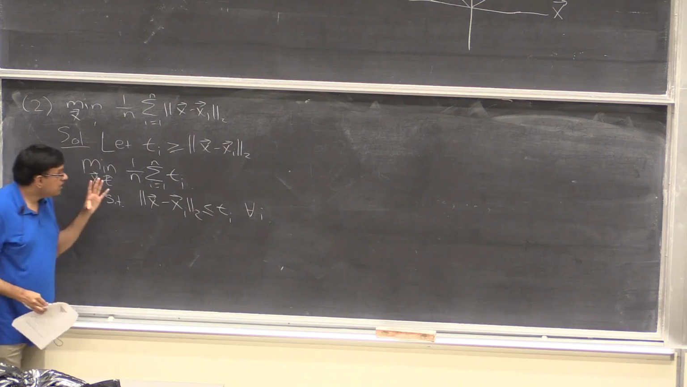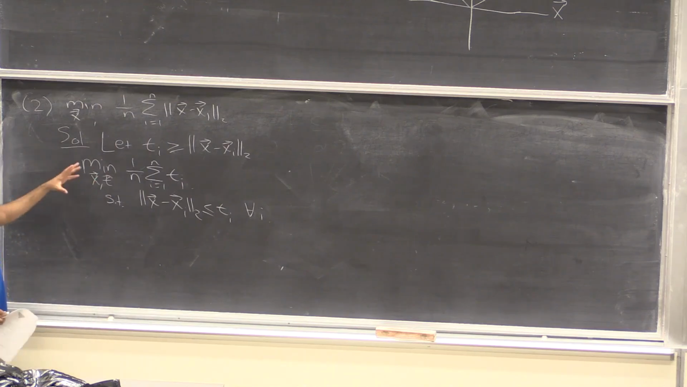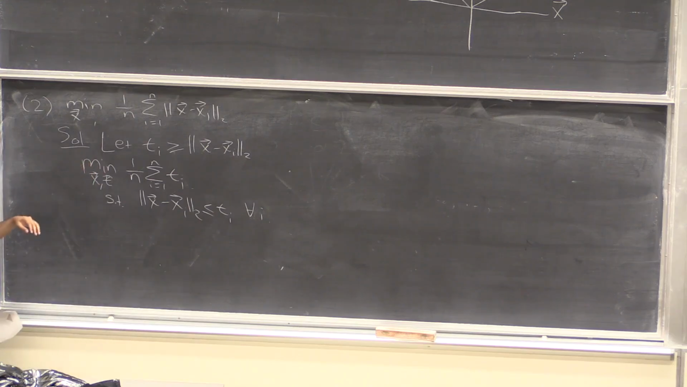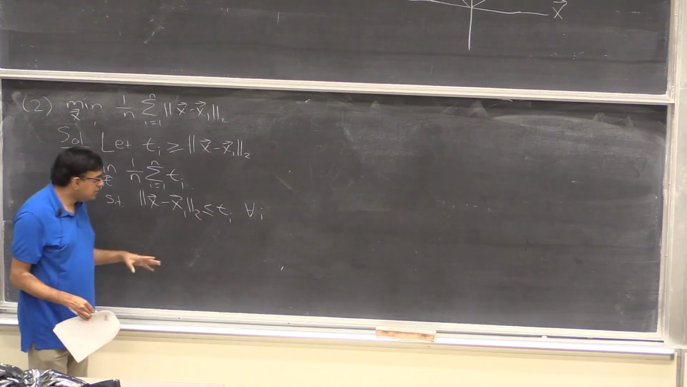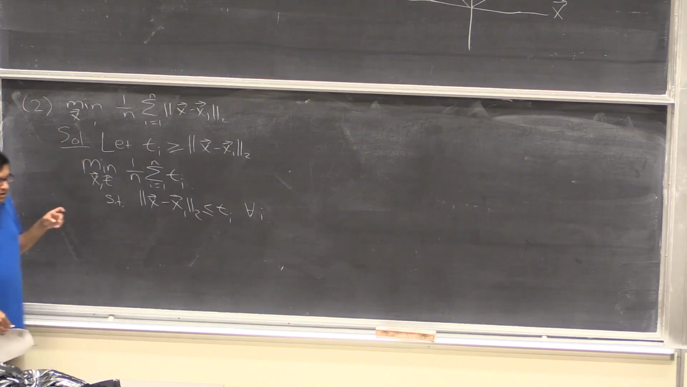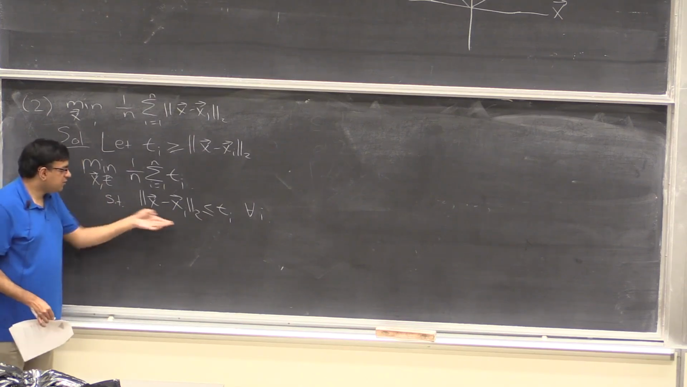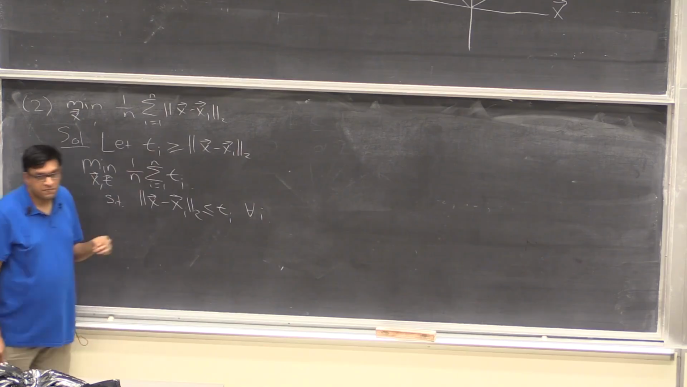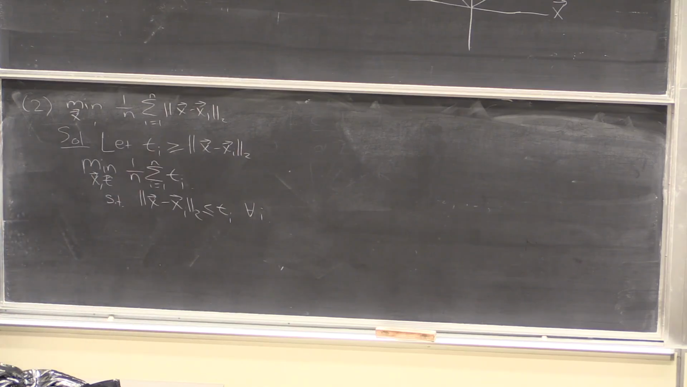First of all, these have the same solution because the objective will prioritize minimizing the t's, and so they'll always take the minimum value subject to the fact that they're greater than or equal to this norm. So at optimum, they're always going to be equal to this norm. And then if you make that substitution, it's the same objective. So these are the same problems.